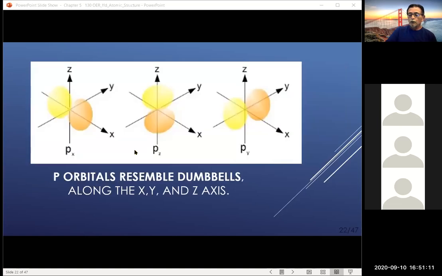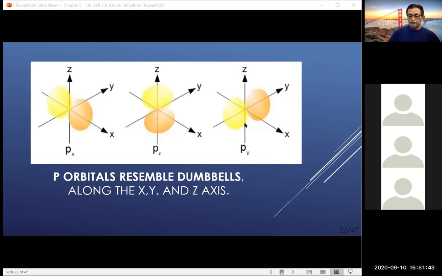Okay, now, with respect to the P, remember we said there are 3 P orbits, okay? And again, they are 3 different mathematical equations that when you plot the data in the 3 axes, X, Y, and Z, you come up with this particular shape that we call the dumbbell shape. Okay, so this one on the far left is along the x-axis, the one in the middle is along the z-axis, and along the y-axis is the one on the far right.